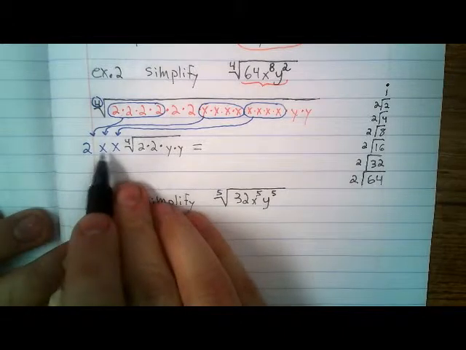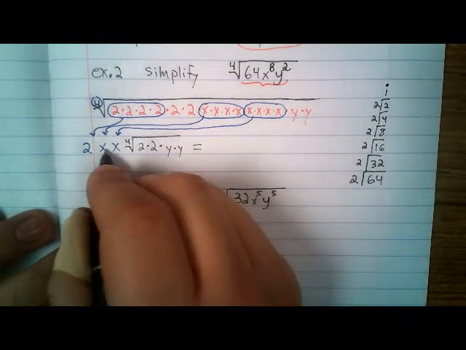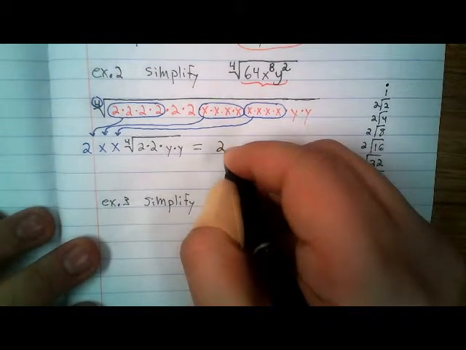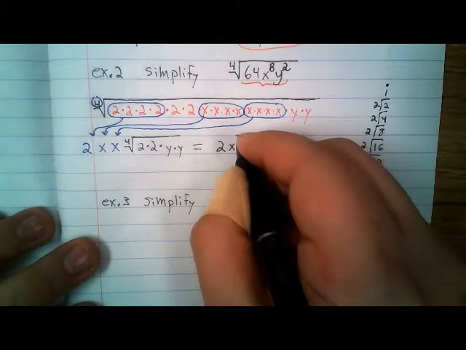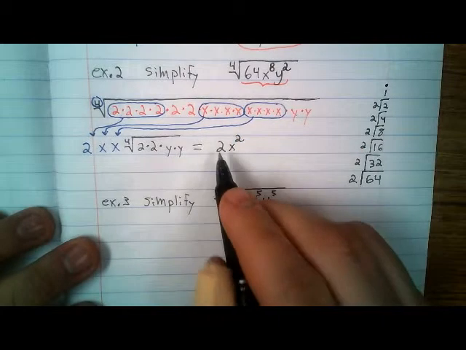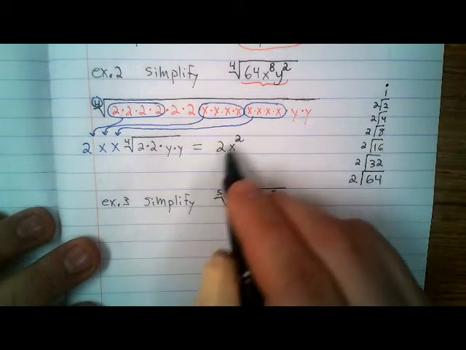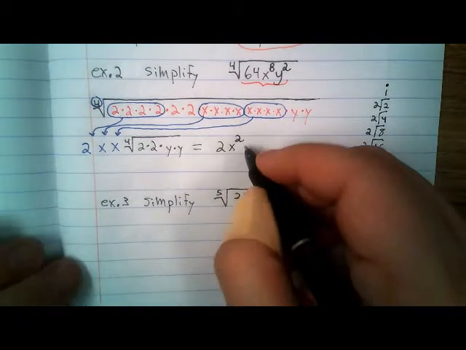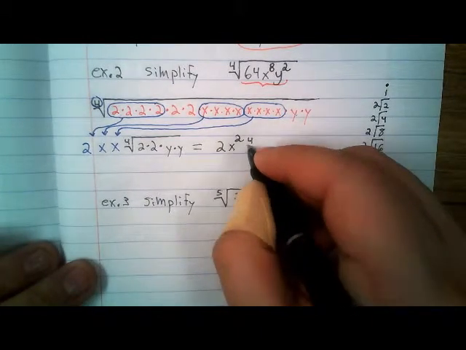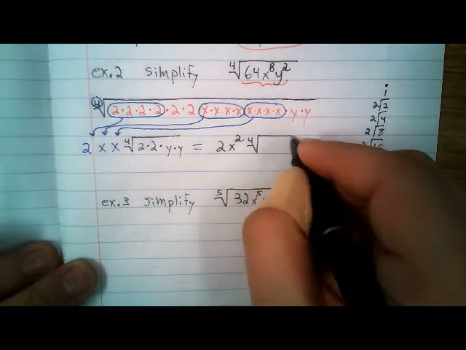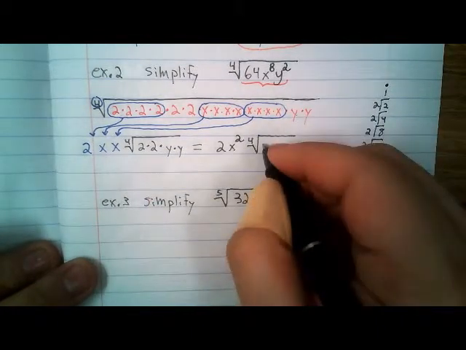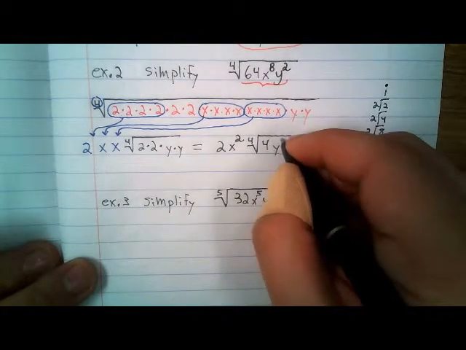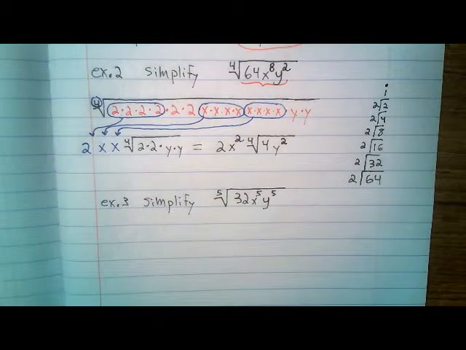2 times x, well, these are the same base. X times x is really x squared. So this becomes 2x squared. Okay, don't confuse these. Right? This is 2, and then x times x is x squared. And then we have the fourth root of 2 times 2 is 4. And y times y is y squared. And there's our final answer.